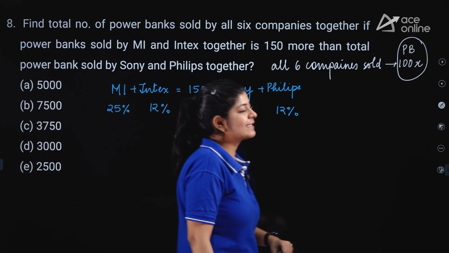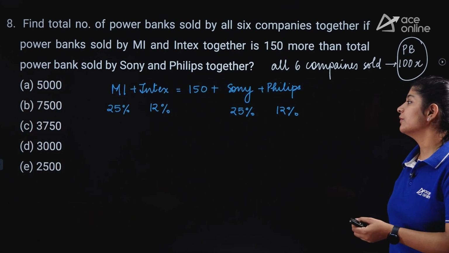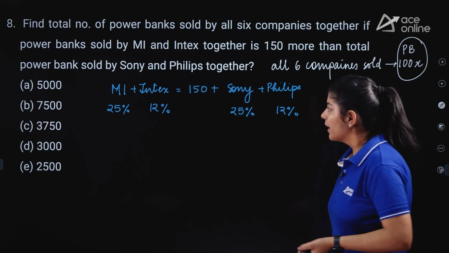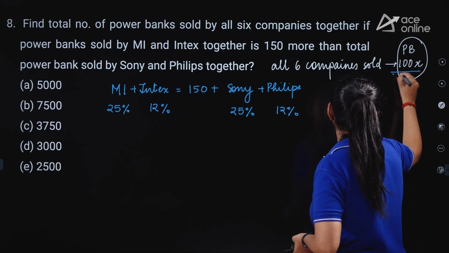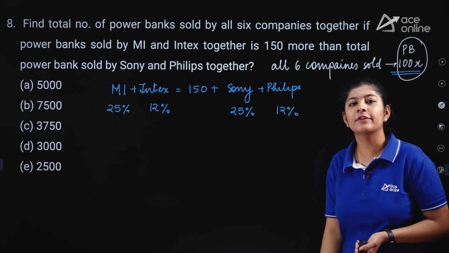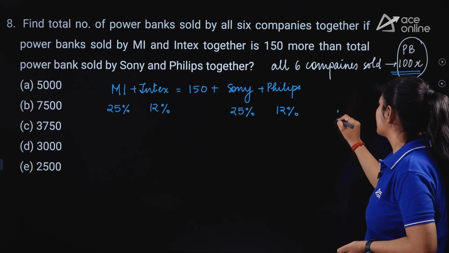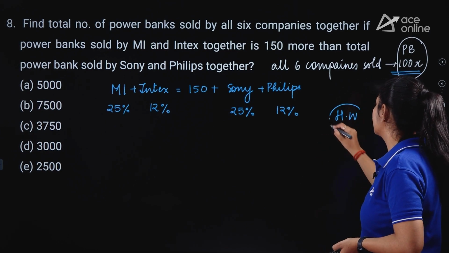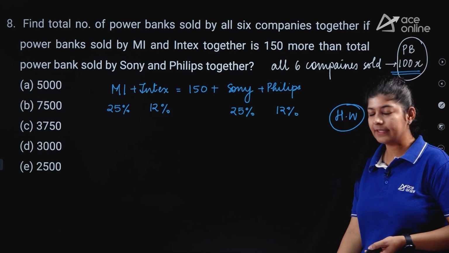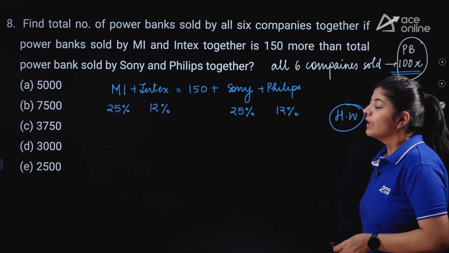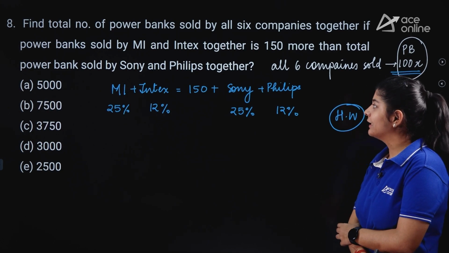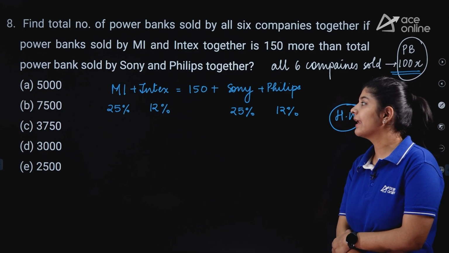This is a very simple question that you have to do by yourself, because the only thing you need to do is calculate the value of 100x. So basically this is your homework. This is your homework, right? Okay. Now let's move towards the next question and see what we are having.